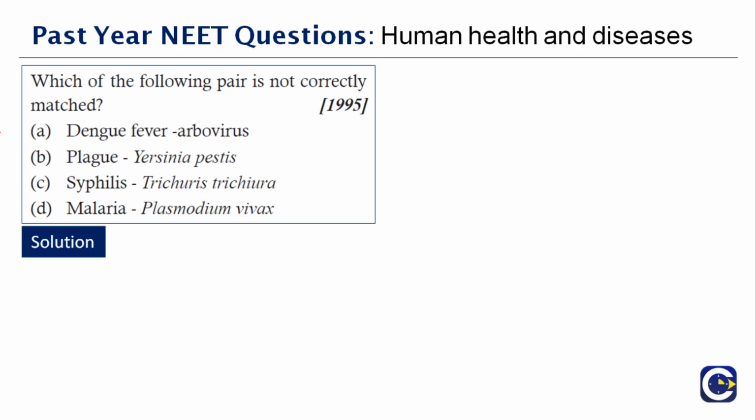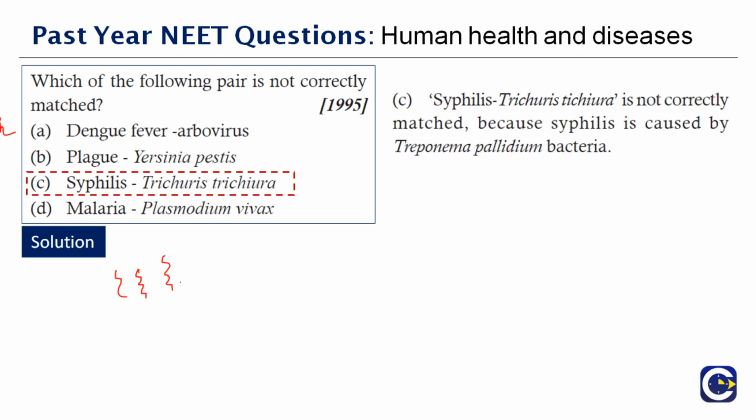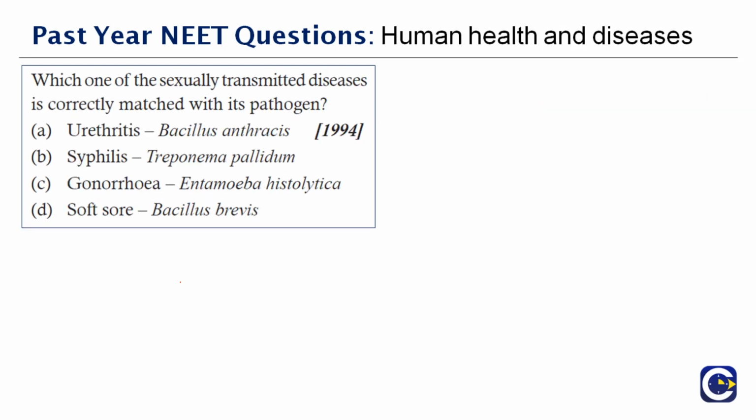Syphilis is a bacterial disease, but it is actually transmitted sexually, and it's a spirochete. You know how a spirochete looks like this under the microscope, and this is actually caused by the organism Treponema pallidum. Therefore the one which is wrongly matched here is option C. Let's move to the next question here.